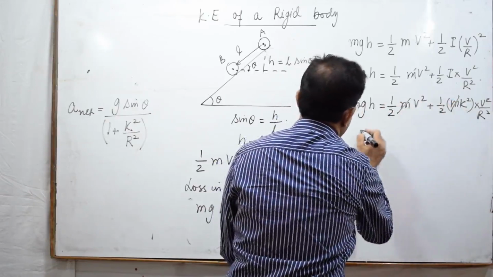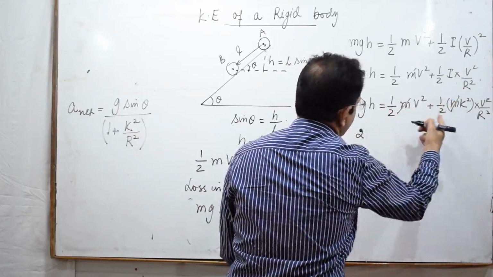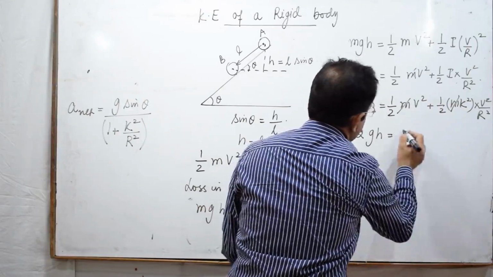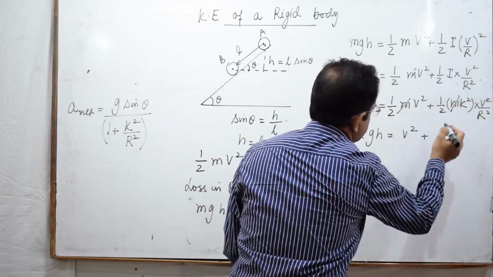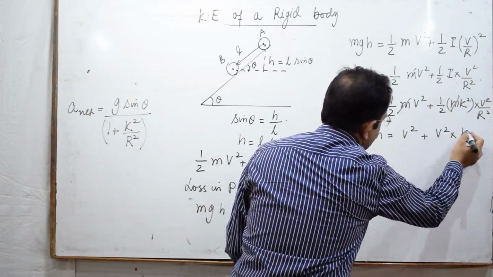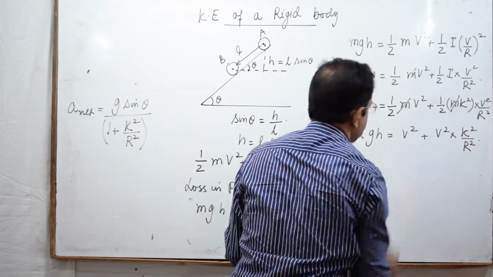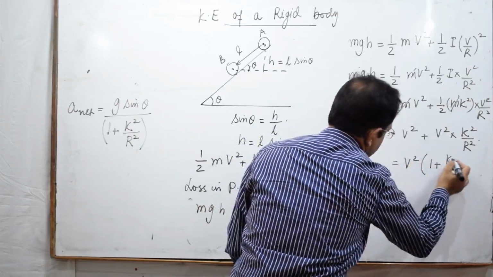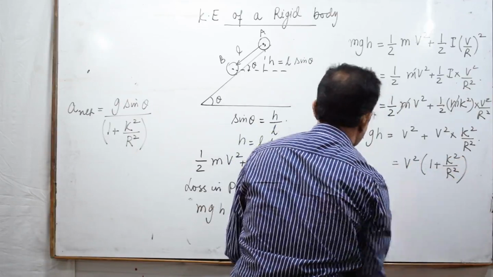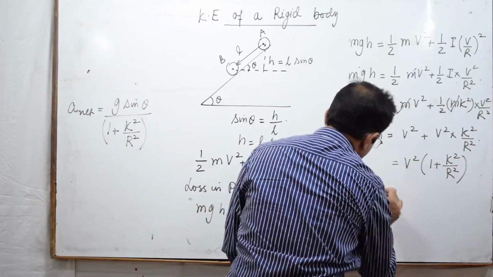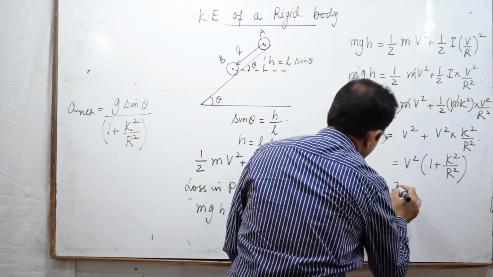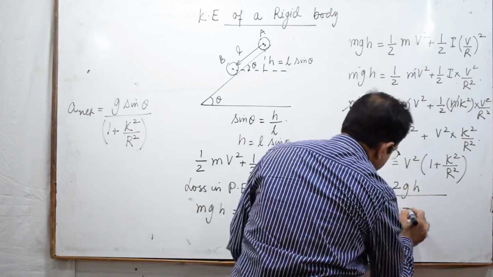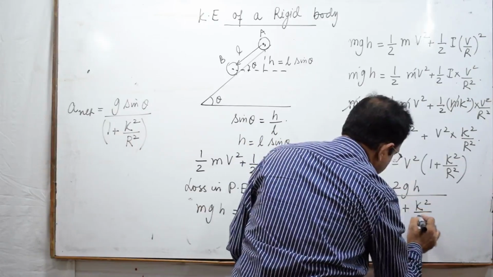So we get something like this, that we have, अगर मैं यहाँ 1 by 2 common ले लूँ, so I get 2gh is equal to, ये रह गया v square, और यहाँ है आपके पास plus v square into k square divided by r square. So what will be now v square into 1 plus k square by r square? This would be equal to something like v square would be equal to 2gh divided by 1 plus k square divided by r square.